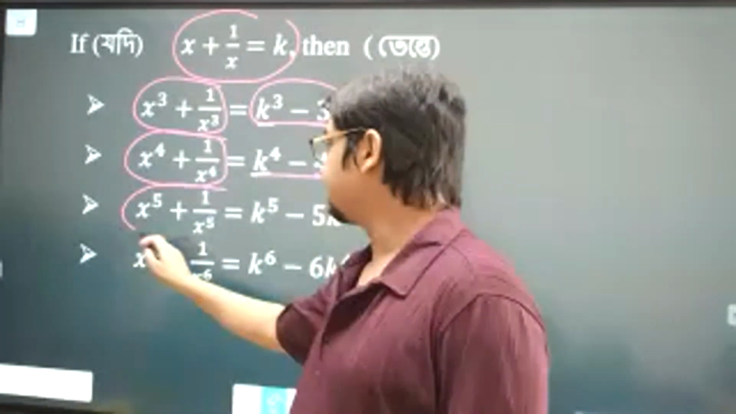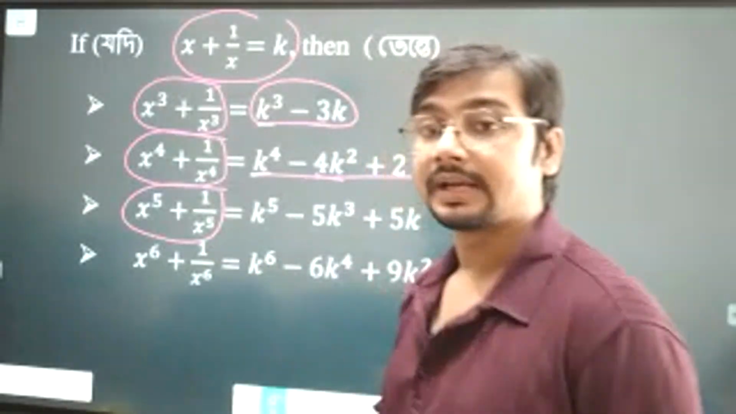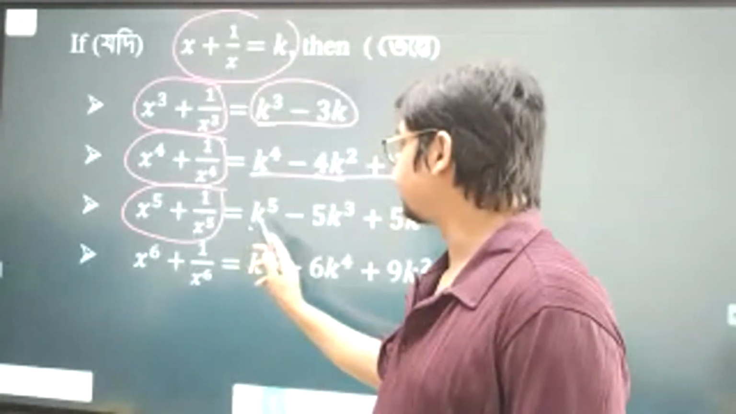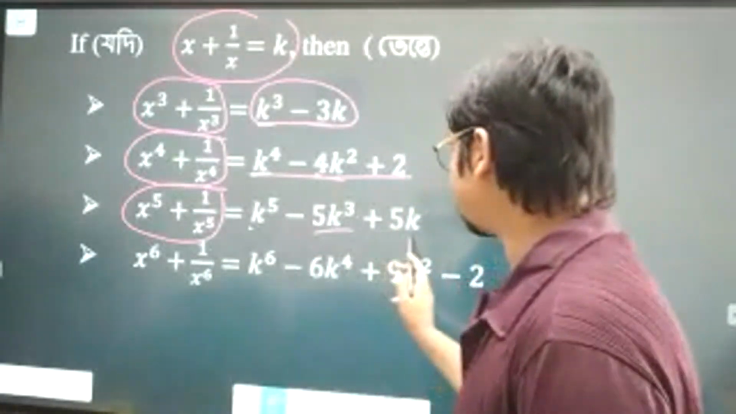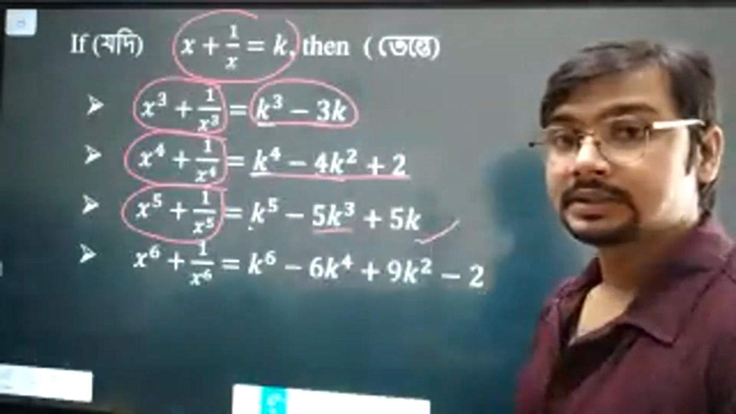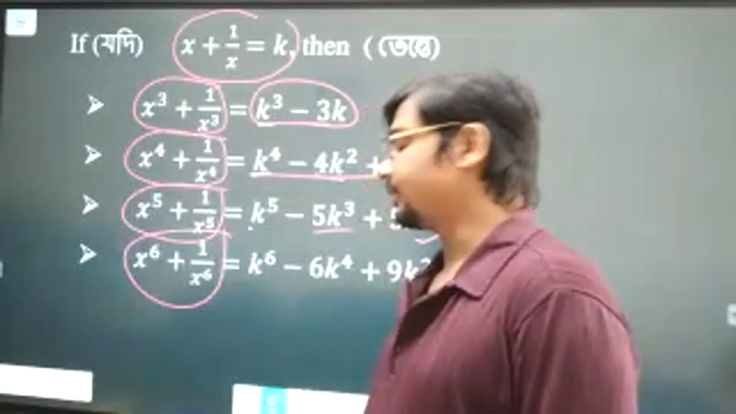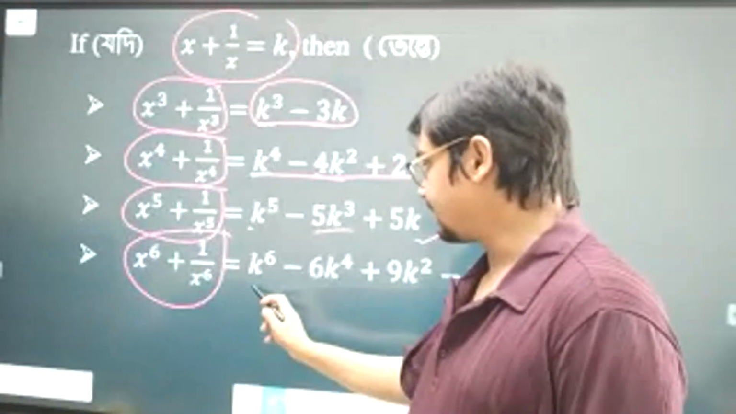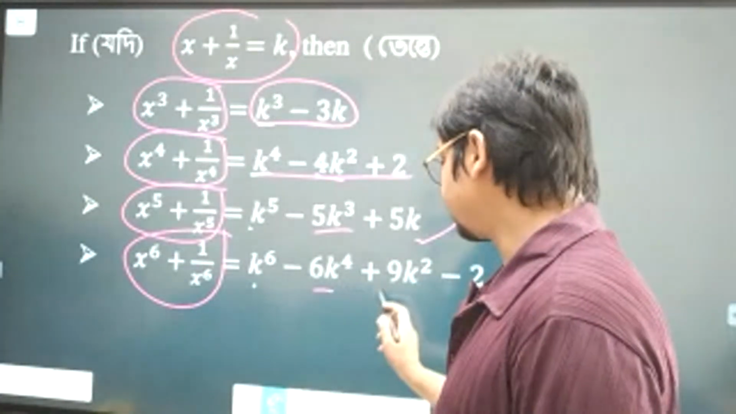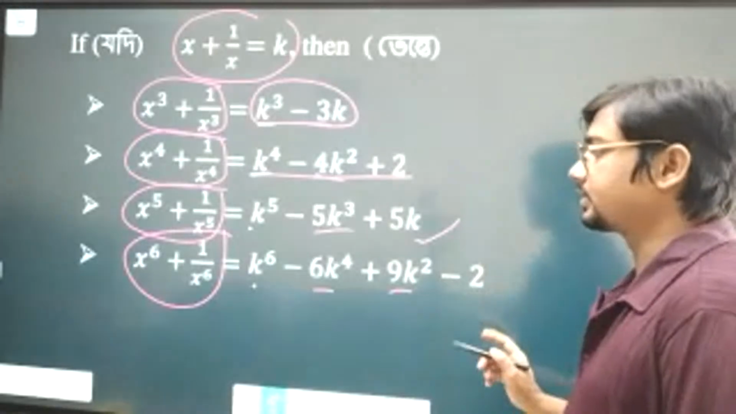x power 5 plus 1 upon x power 5 is equal to k power 5 minus 5k cube plus 5k. And x power 6 plus 1 upon x power 6 is equal to k power 6 minus 6k power 4 plus 9k square minus 2.